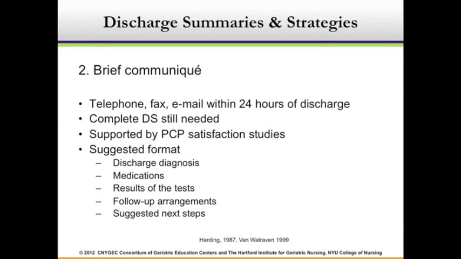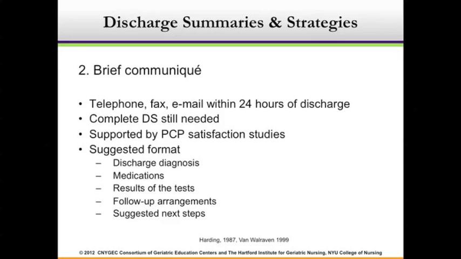The brief communique is something we actually still use. We're trying to get away from it in favor of an electronic discharge summary, but until we're very comfortable that the electronic discharge summary contains all of this information that we discussed in the last slide, we're still using this technique. It is a very quick, more abbreviated discharge summary that is often an email to the PCP, perhaps a fax, even a telephone call that has this information.